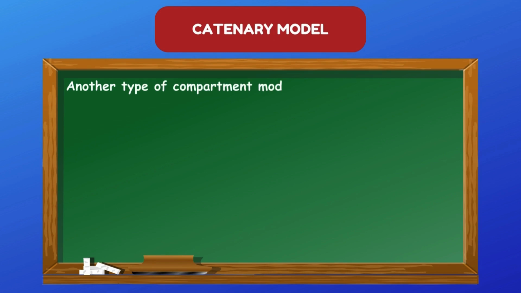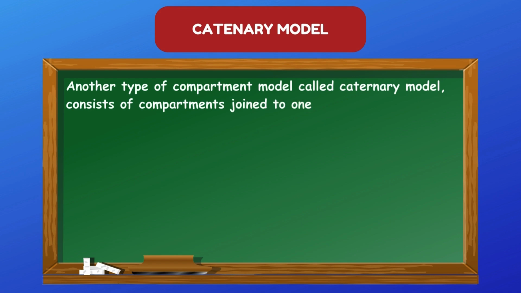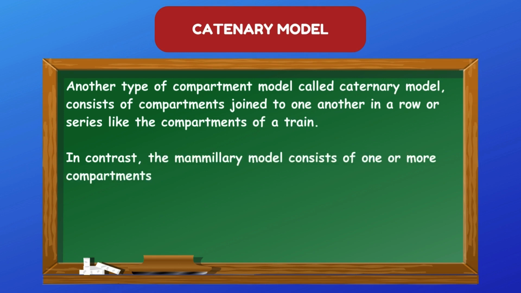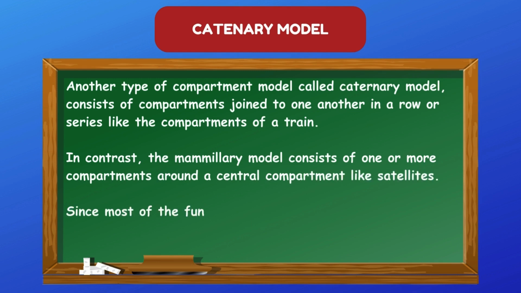Let's look at another type, the catenary model. Another type of compartment model, called the catenary model, consists of compartments joined to one another in a row or series, like the compartments of a train. In contrast, the mammillary model consists of one or more compartments around a central compartment, like satellites.